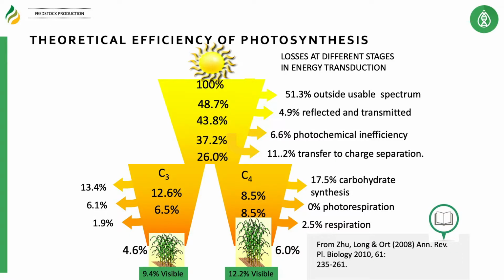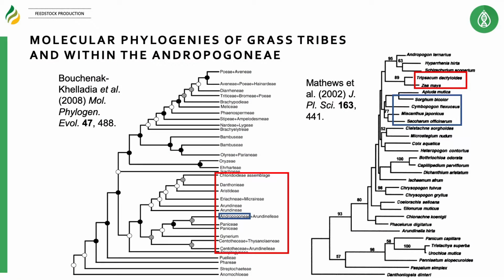So as I said, if we go through all the theoretical steps, we can come up with what the efficiency should be. And even at these high productivities, that's about 2% conversion of solar energy into biomass. So even these grasses are still not fulfilling the full potential of C4 photosynthesis.